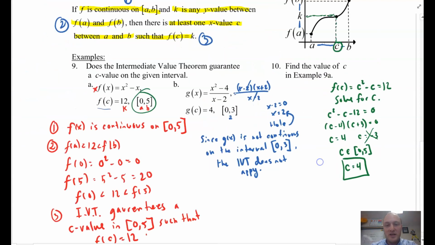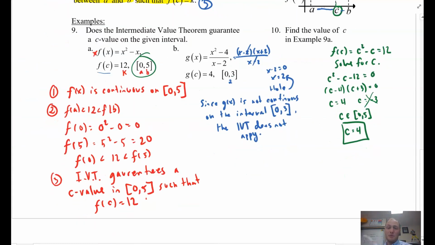So in this video, we talked about the intermediate value theorem. Huge idea in calculus. It's definitely going to show up on the AP exam, so make sure you're familiar with the IVT.